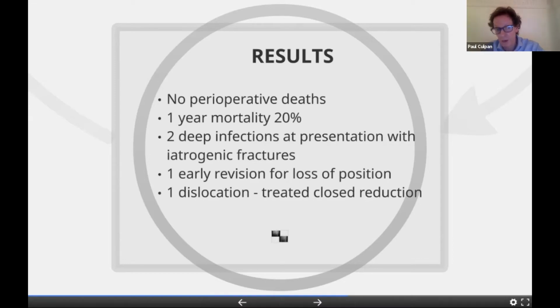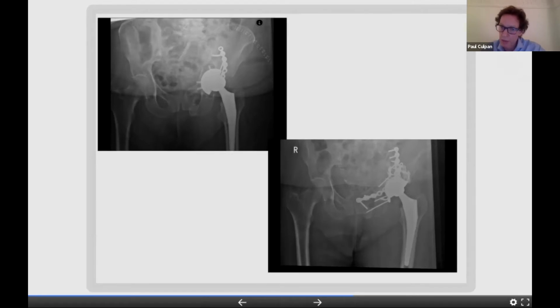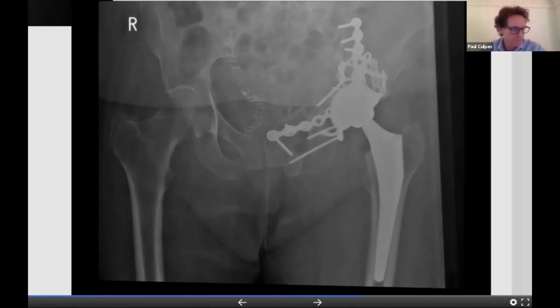So we confirmed that this is tolerated. Our 2 deep infections came with the iatrogenic fracture subgroup. We had one case where we lost position, and we had one early dislocation which was treated with a closed reduction. Our case of lost position was when we decided not to stick to the principles that we'd outlined. So we went for a very much more minimal fixation option, and as soon as that patient began to mobilize and weight bear, we lost fixation very early, and I revised it to what you can see below, and the patient went on to do absolutely fine.